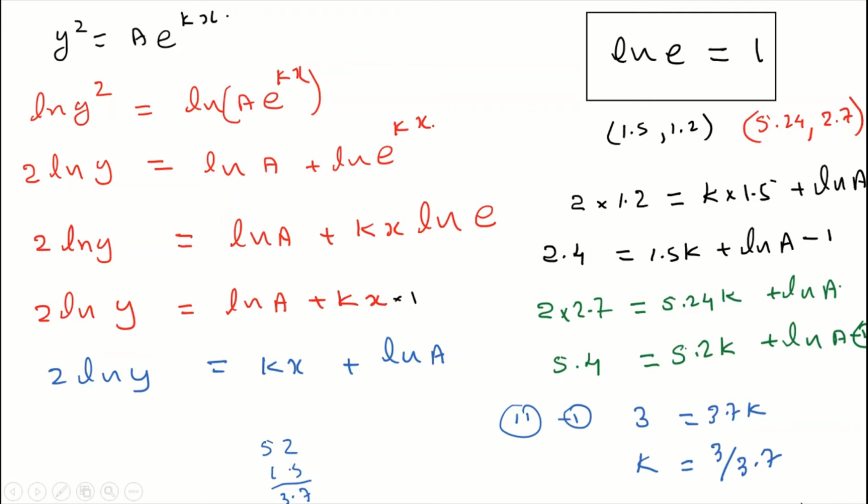We will solve those two linear equations, simultaneous equations, and we will find k and a. Once you subtract these two, ln a goes off, and then you will get k. k is equal to 3 over 3.7. When you apply this k value in one of these two equations, you can find the value of a.